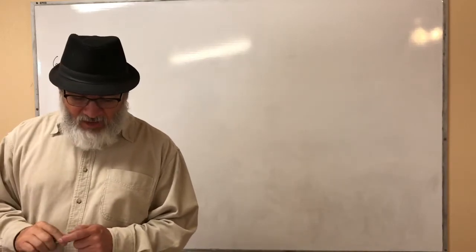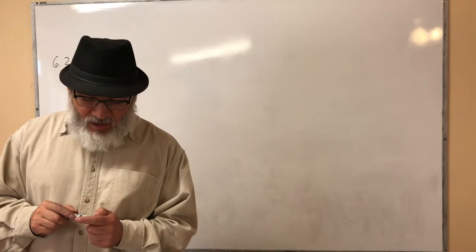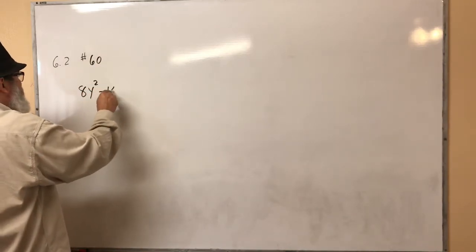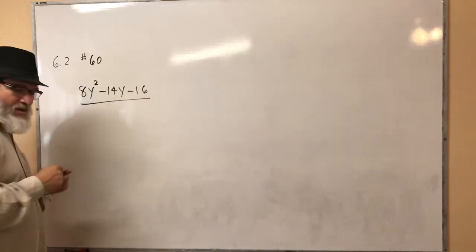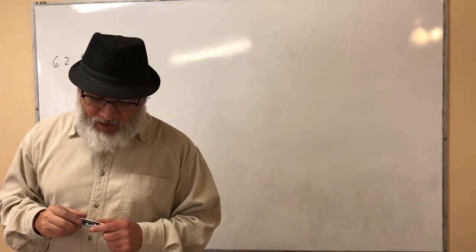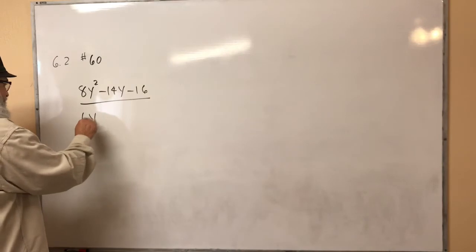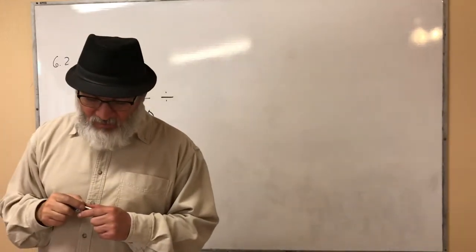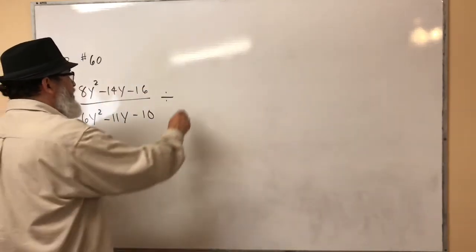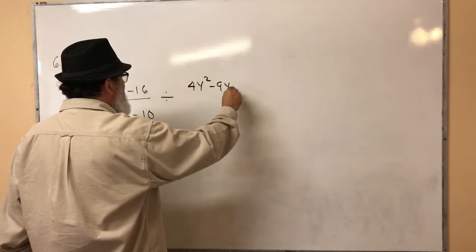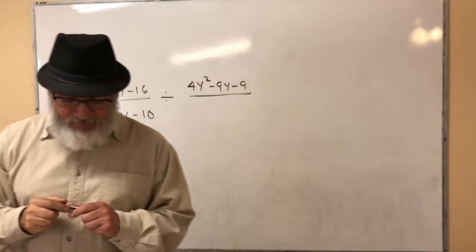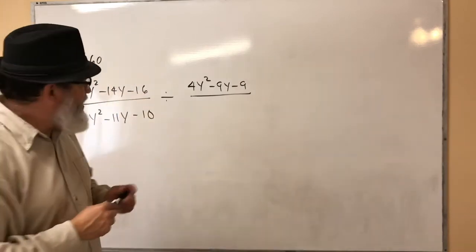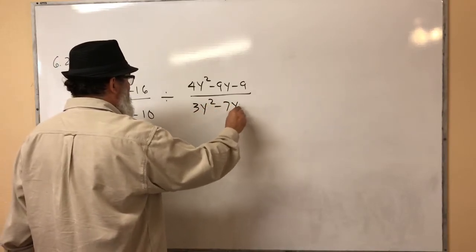Number 60 says this: 8y squared minus 14y minus 16, divided by 6y squared minus 11y minus 10, divided by 4y squared minus 9y minus 9, divided by 3y squared minus 7y minus 6.